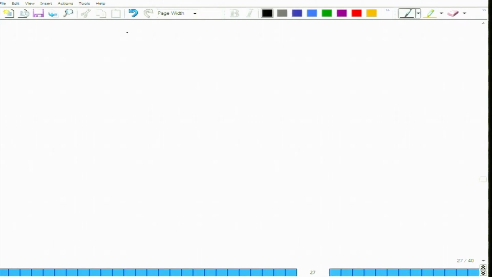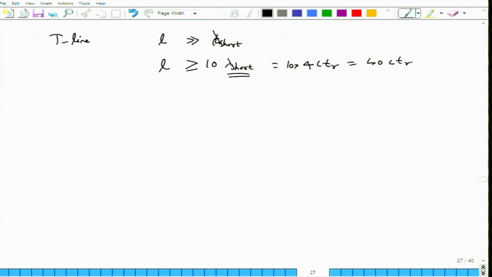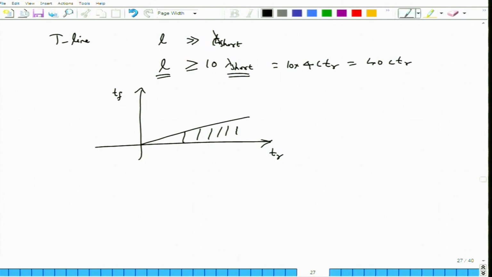On the other hand, my condition for something to be considered a distributed or transmission line effect would be the other way around. That is, I consider some wire to be important in terms of the transmission line effect when the length of this wire is much greater than lambda short. But what is much greater than? Much greater than can be interpreted as 10 times the quantity on the right hand side. Therefore, when L is much larger than 10 times lambda short, and lambda short is 4 c into Tr, 10 times that gives me 40 c into Tr. So, when the length of the wire is greater than 40 times c Tr, then I consider it to be a distributed regime. So, I can actually plot both Tr and Tf on this particular axis, and you see that this region corresponds to the lumped region and this region corresponds to the distributed region.